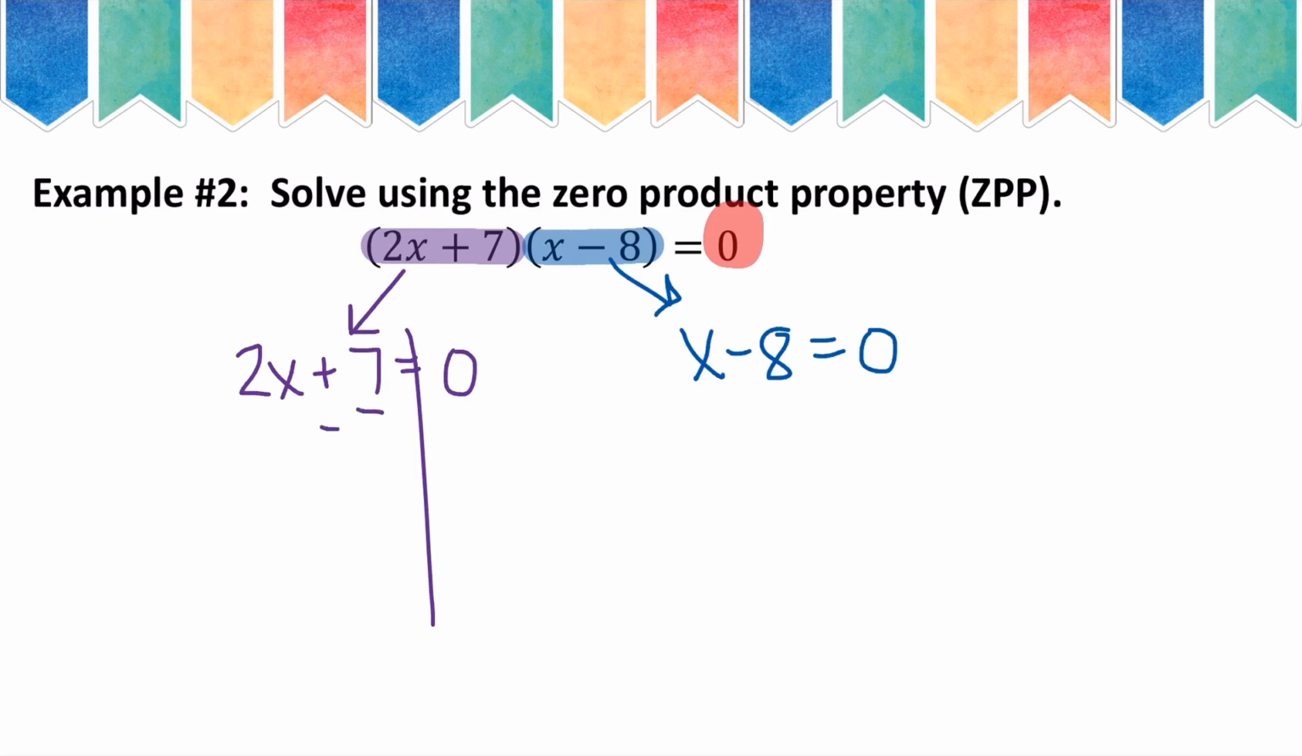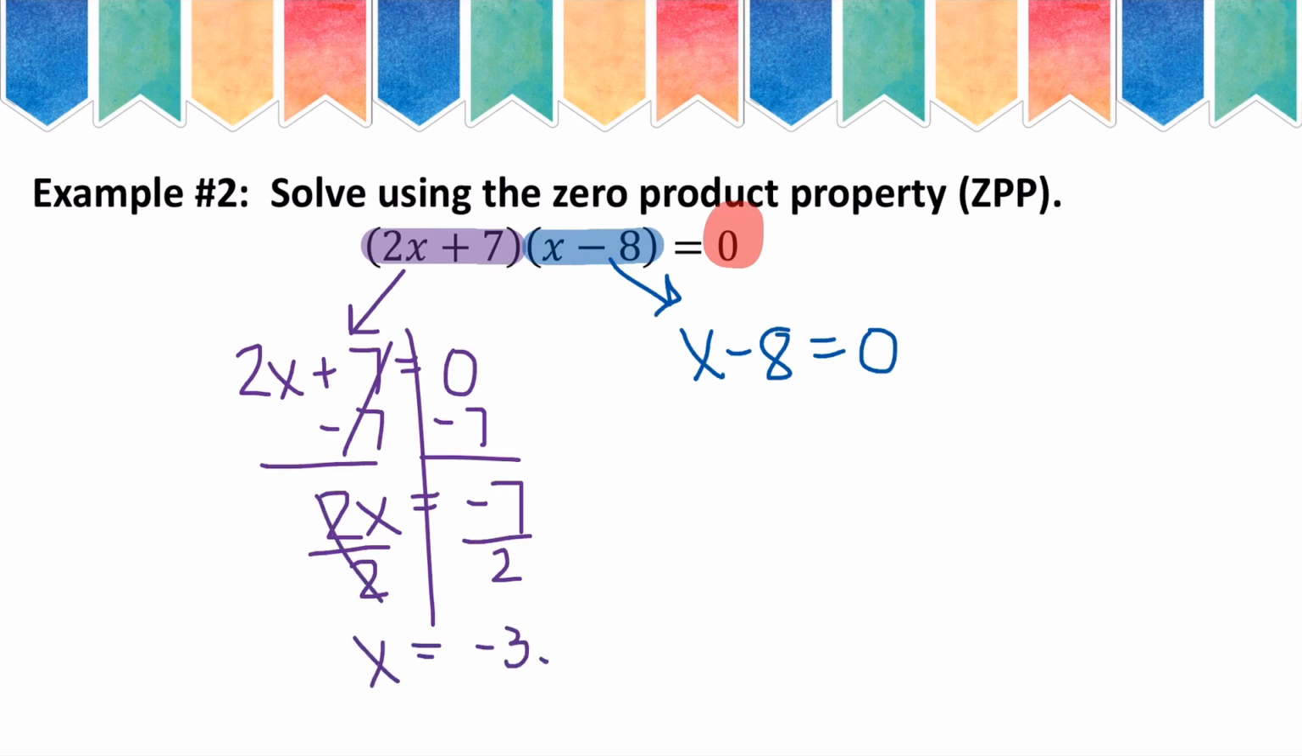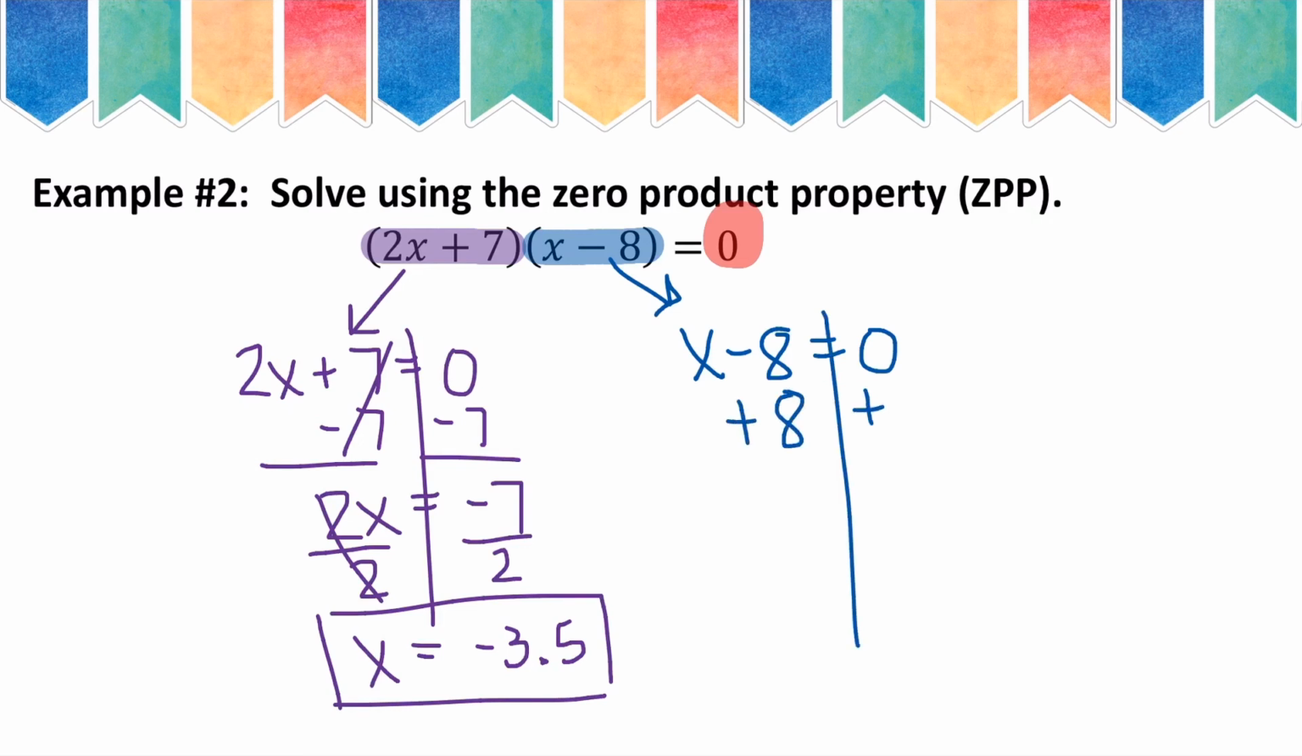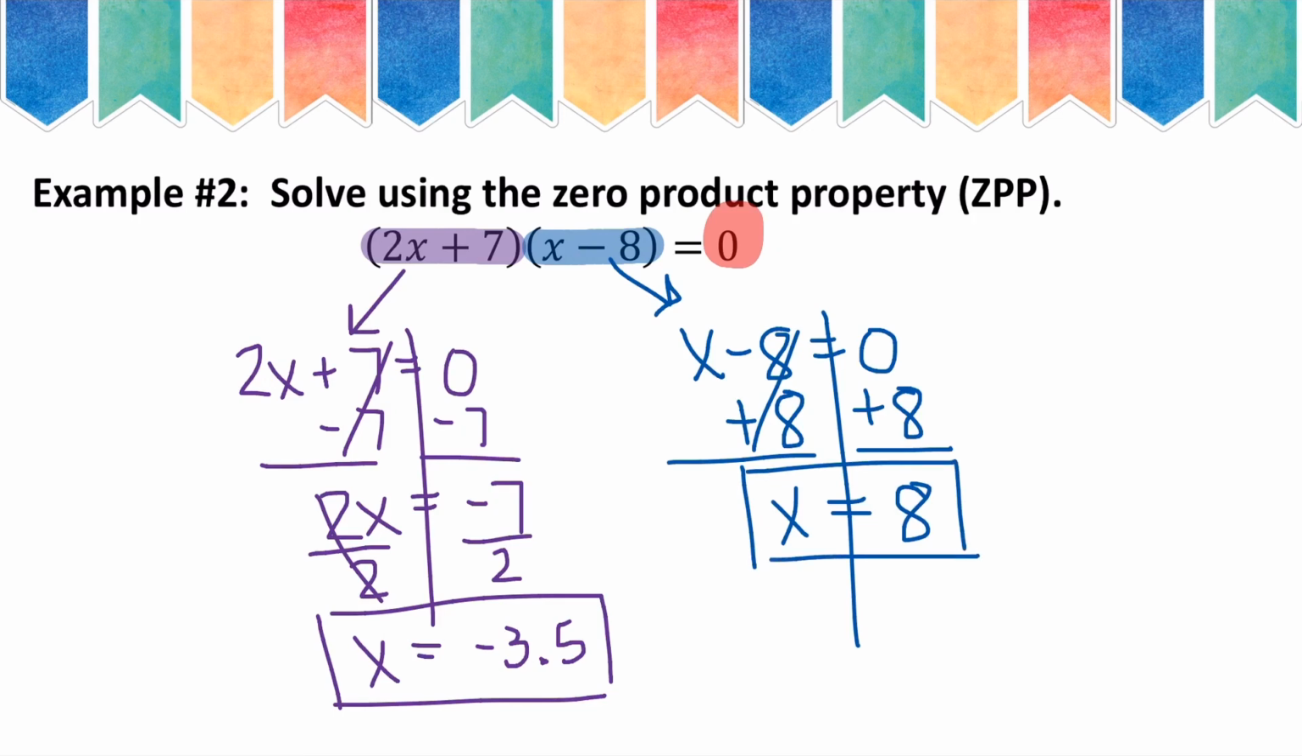So first, I would have to subtract 7. 0 minus 7 is negative 7. And then I would divide by 2. And this time, I do end up with a decimal, but that's okay. Negative 7 divided by 2 makes negative 3.5. On the other side, I will add 8. 0 plus 8 makes 8, and x is by itself, so x equals 8. And my two answers are negative 3.5 and 8.